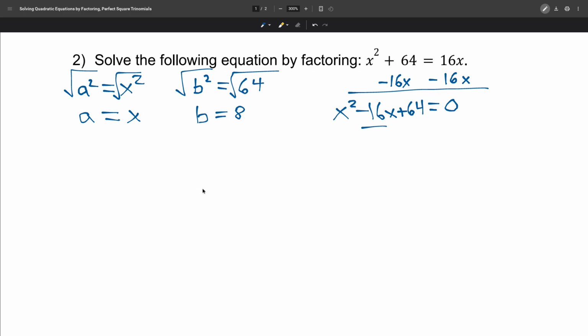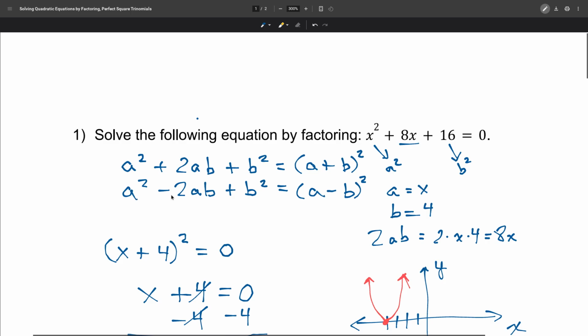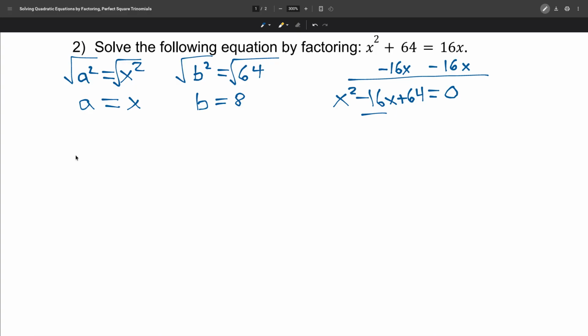Now notice we have a minus 16x here. So this is like that second pattern. Let me go up here. So if we have a squared minus 2ab plus b squared, it's going to be (a minus b) squared. So let's see, what is negative 2 times a times b? All right, so it would be negative 2 times x times 8. So we get negative 16x, which is our middle term here. All right, so we know this is (x minus 8) squared on the left-hand side.